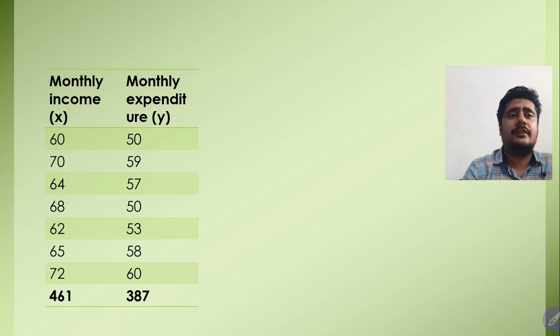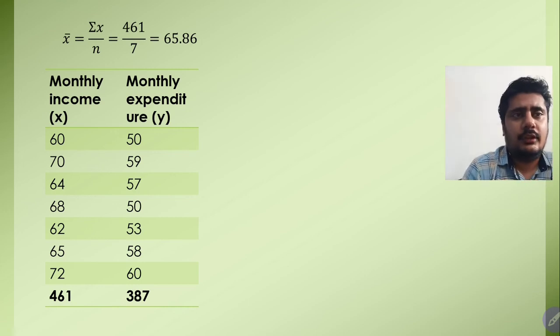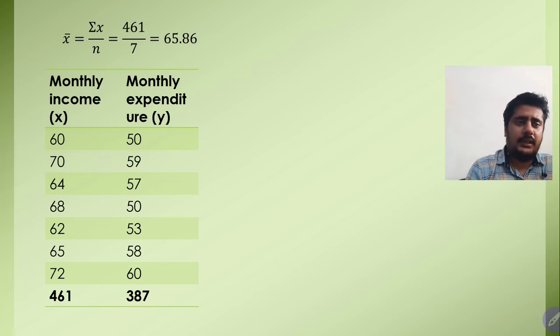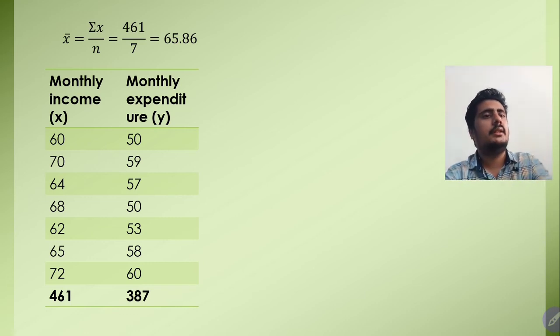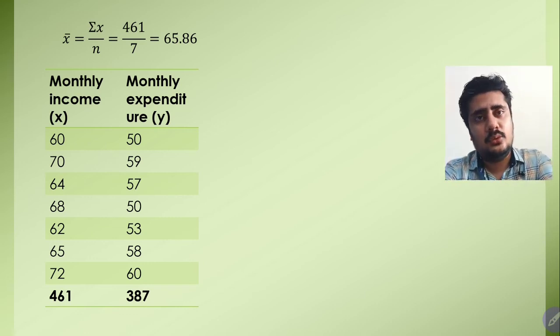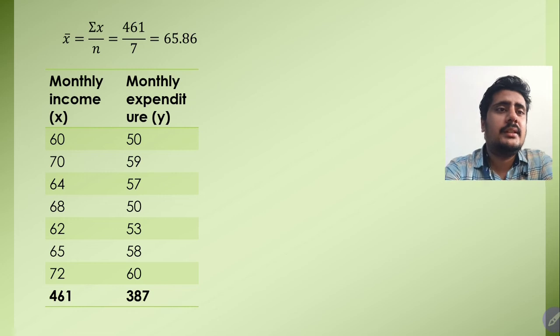Now we'll find it with the shortcut formula. So how does this shortcut formula work? First of all, we have to find x bar, though there is no compulsion to find x bar; we have found it for our reference. So x bar is 65.86. Now as you know that these digits are large, I want to shorten these digits.